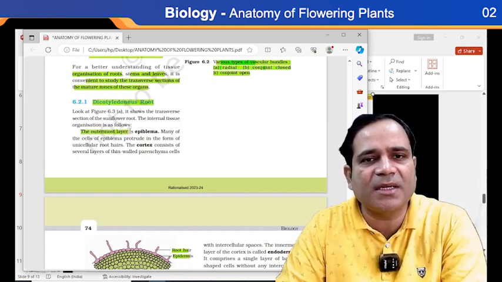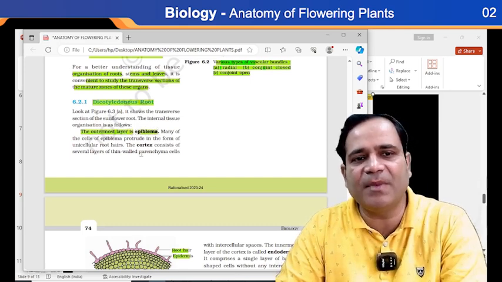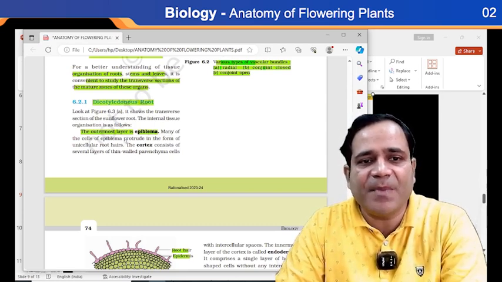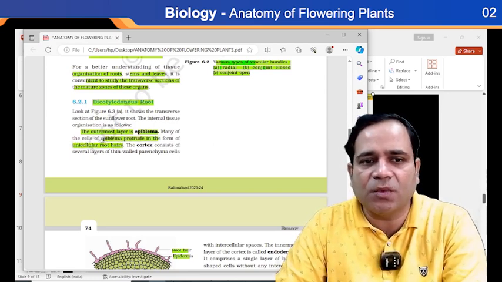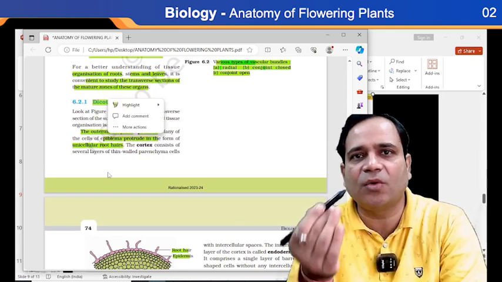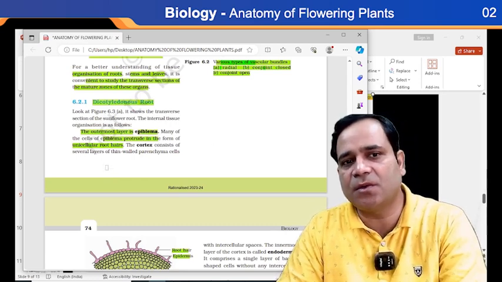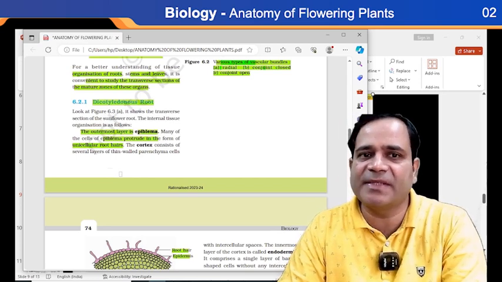So again, the point is that in a dicotyledonous root, the outermost layer of the root is the epiblema. This epiblema protrudes in the form of unicellular root hairs. If anybody asks what the outgrowth of the epiblema is, it is known as unicellular root hairs, meaning root hairs made up of a single cell.